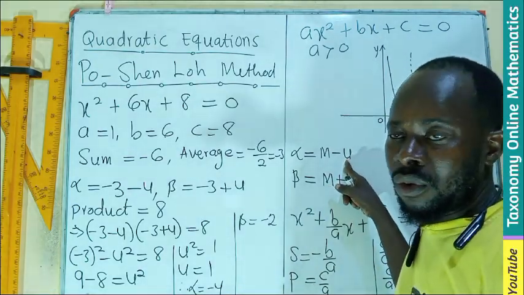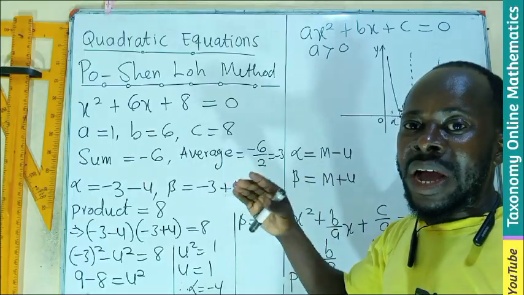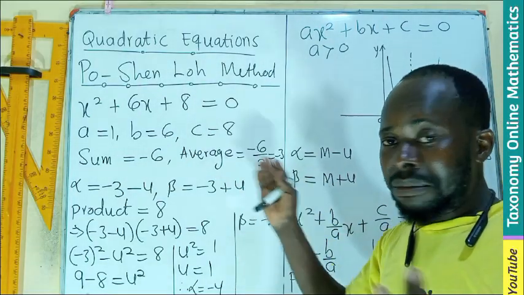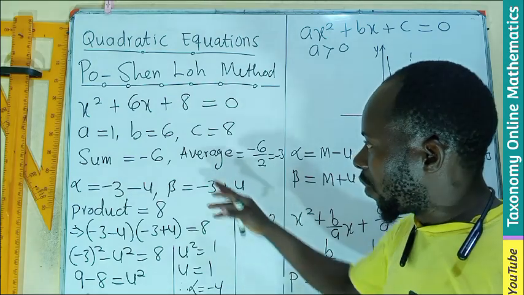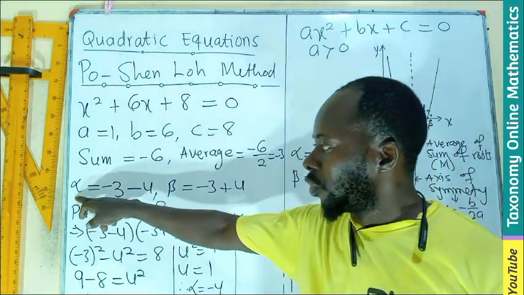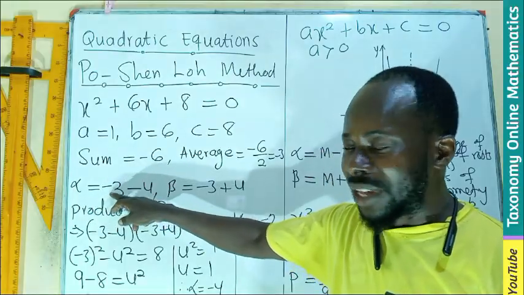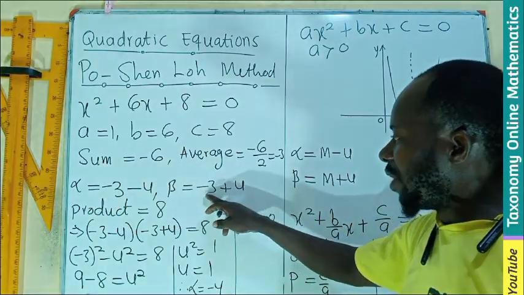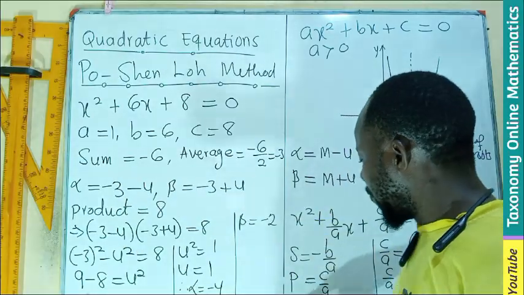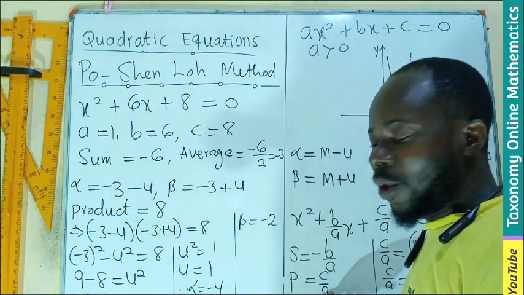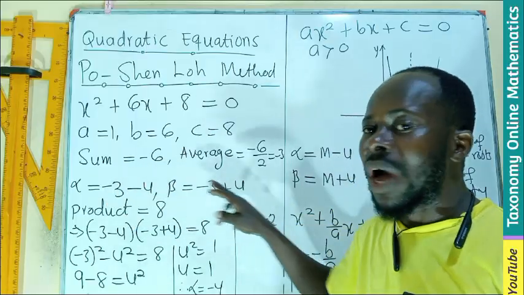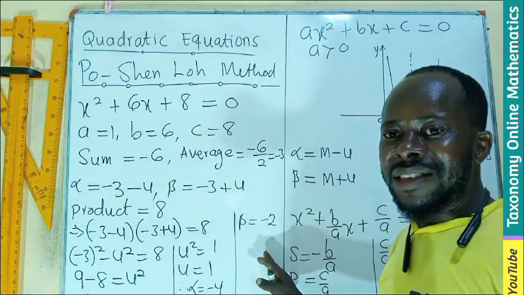The moment you know the average, which is the m, then all you need to know is to find the u. So how do I go about it? I can also find the product of root, c over a, right? Then you are good to go. The sum, the average, then the root is the average minus the u, the average plus u. Find the product of root from c over a, which this result is the same as the multiplication of the answers you have. And that will give you this you are seeing here.